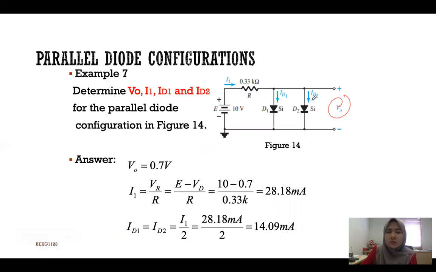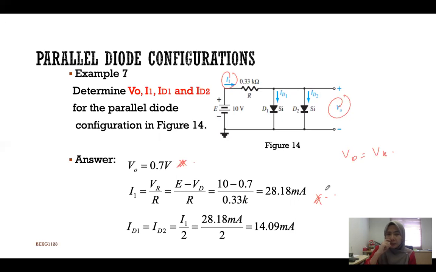Okay, so the VD, remember, this is forward bias. So VD is equal to VK. VK for silicon is 0.7, so VD is equal to 0.7 volt. Next, you can calculate I1. I1 is the current across the R over here, so VR divided by R. VR is E minus VD, using KVL. E minus VD divided by R, so you will get 28.18 milliampere.